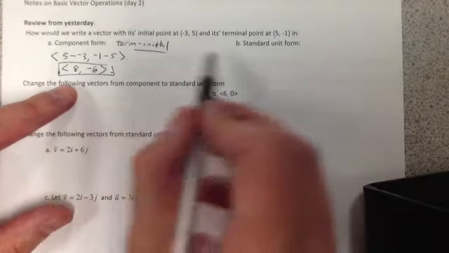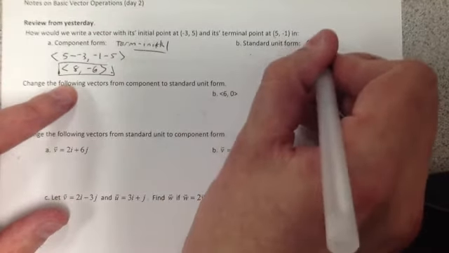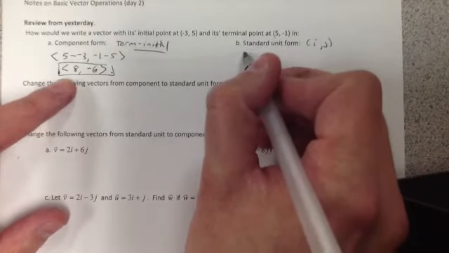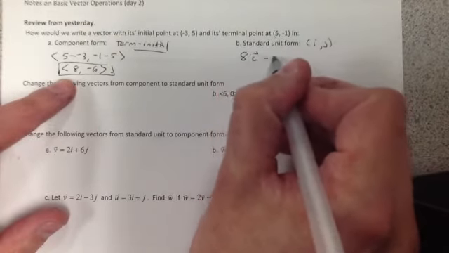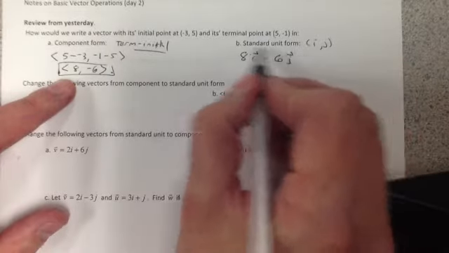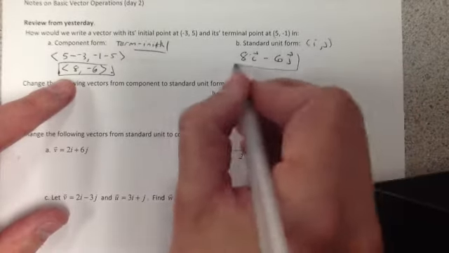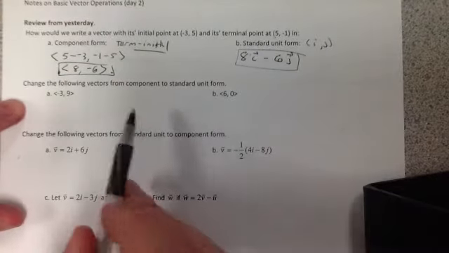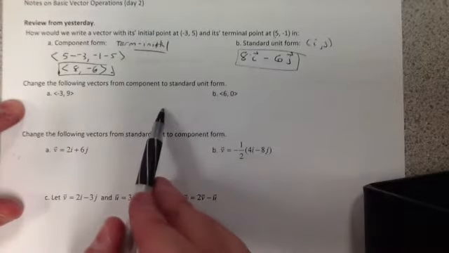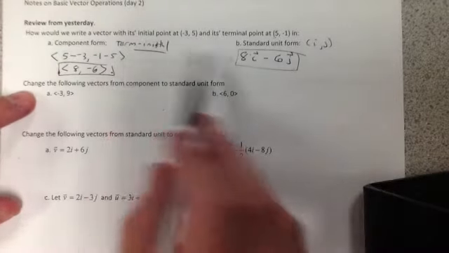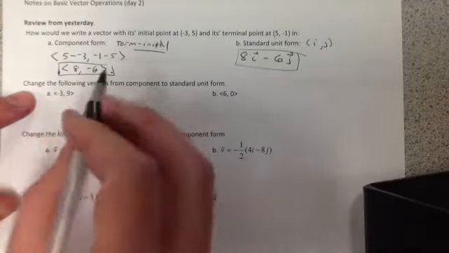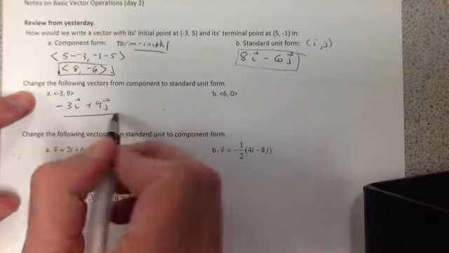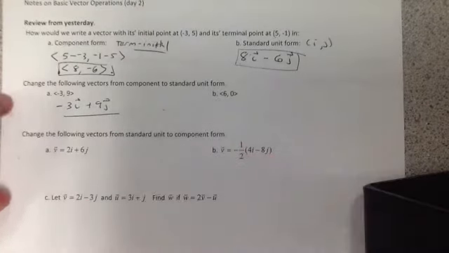To put this in standard unit form, remember this has our i's and j's. We would write this as 8i minus 6j. Now, some teachers don't put the hats on the i's and j's. I do. That's cool. Alright, so for the next part, change the following vectors from component to standard unit. Well, we just did that. So the first one should be pretty easy: -3i plus 9j. So I'll let you guys do part B here because that 0 might mess you up there.